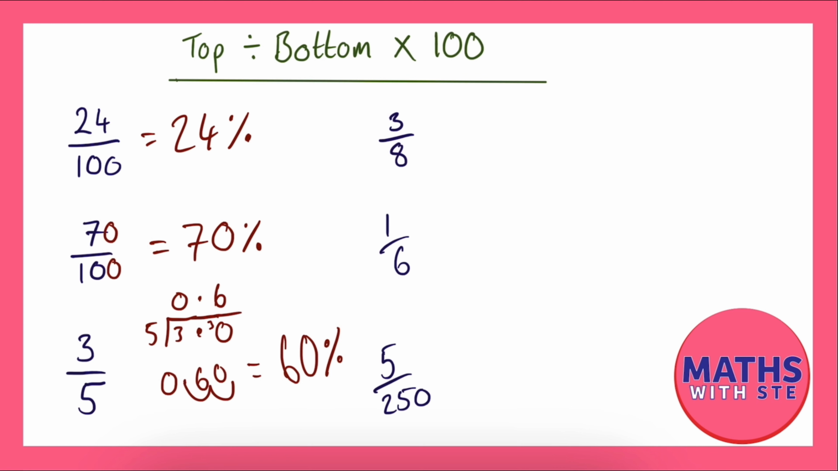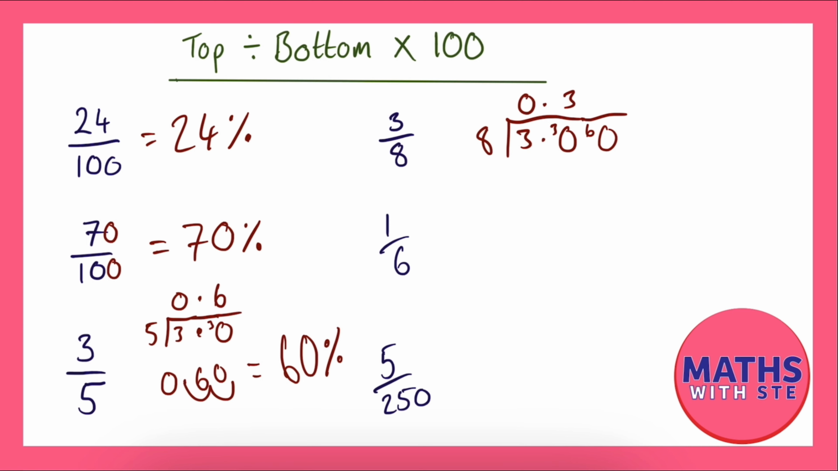Right, okay, so a more tricky one, 3 over 8, which of course we're going to need to do 3 divided by 8. So bus stop, 8, 3. Okay, how many times does 8 go into 3? 0 times. Put a point, 3 and a 0. Okay, how many times does 8 go into 30? 8, 16, 24. So it's going to go in 3 times with 6 left over. So you put your 6 there.